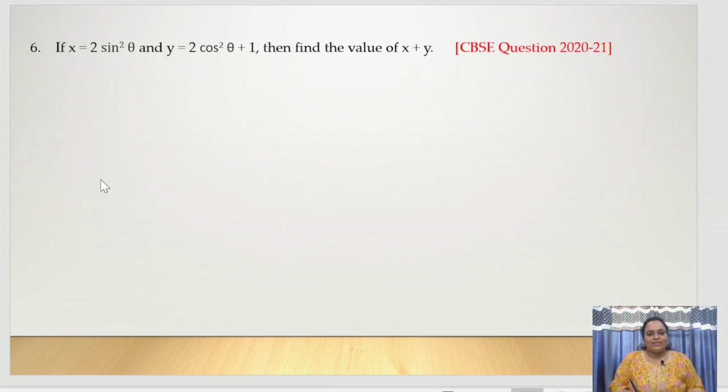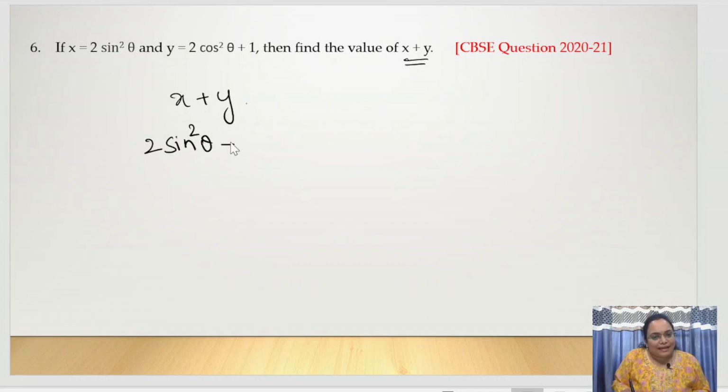So let us solve the next question. If x is equal to 2 sin square theta and y is equal to 2 cos square theta plus 1, then find the value of x plus y. We need to find the value of x plus y. What is x they have given? It is 2 sin square theta, and y is 2 cos square theta plus 1. So from 2 sin square theta and 2 cos square theta, I can take 2 common, right?